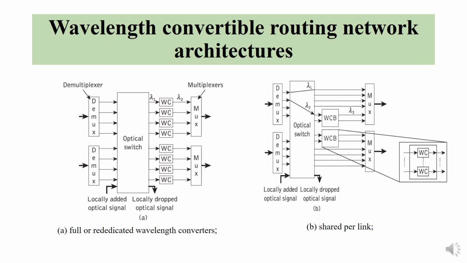Wavelength convertible routing network architectures. Three different WDM network architectures employing wavelength conversions are shown in the figure. In figure A, each network link utilizes dedicated wavelength converters. Wavelength converters are WC in the figure.